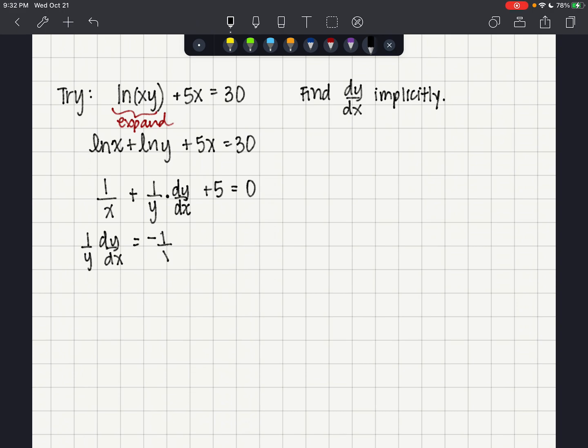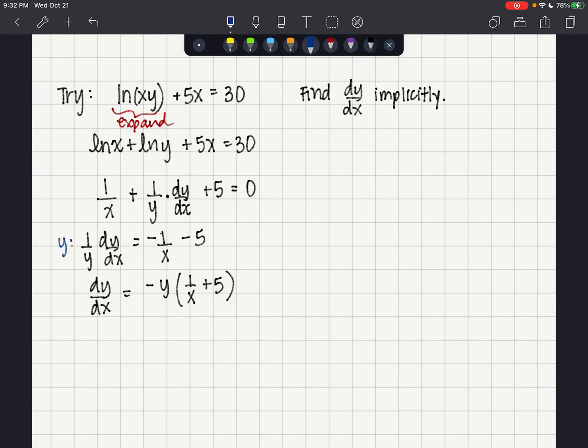So I've got negative 1 over x minus 5, and then I'm going to multiply every term by y, and I get dy/dx equals negative y times 1 over x plus 5. So see how I just factored out that negative and I put it out there with the y because I multiplied both sides by y.